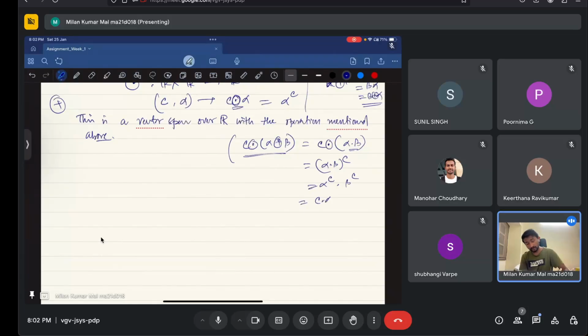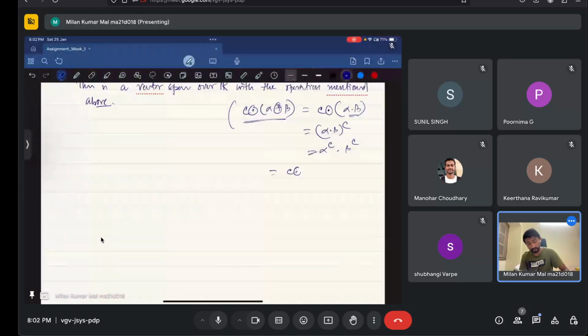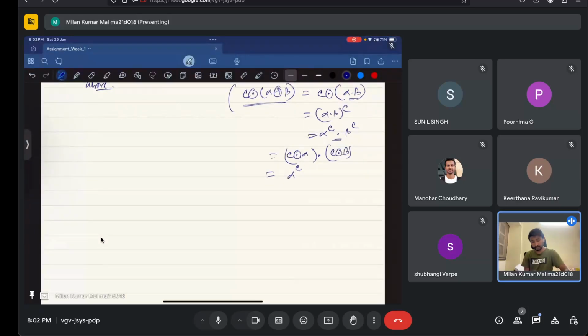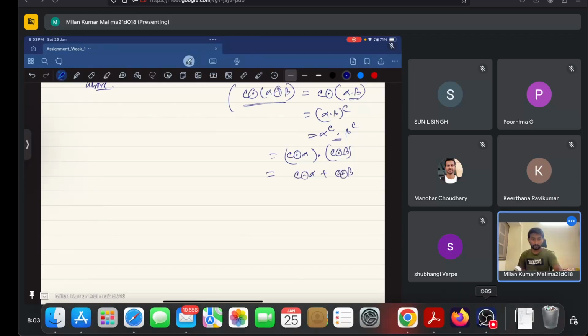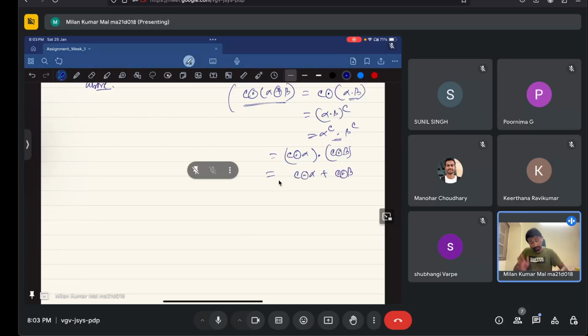That means alpha to the power C dot beta to the power C. That means C dot alpha, where this C dot is the scalar multiplication, is equal to C dot alpha plus C dot beta. There are two dots: one is usual multiplication, one is circled. Please try to understand these two. This is a very interesting thing. And this multiplication says alpha plus C dot beta. So that's why this is making a vector space.